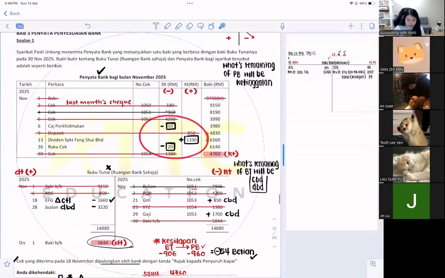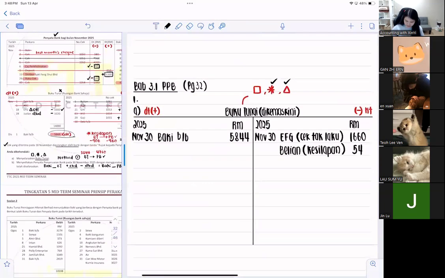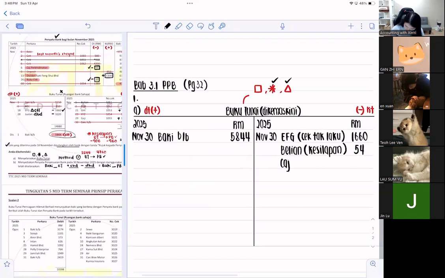Can you see the 3 boxes there? Okay, so you copy the names accordingly to charge perkhidmatan, dividend will do, and then buku cek. So I will first start with charge perkhidmatan and buku cek because these two are negative. So put them together. Charge perkhidmatan, 10 ringgit. Second one, buku cek, 20. Okay, so negative is done already.